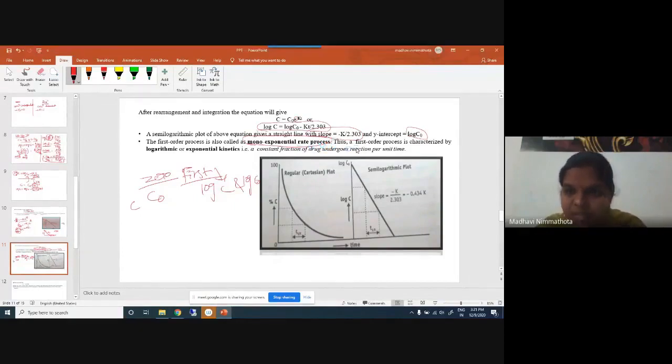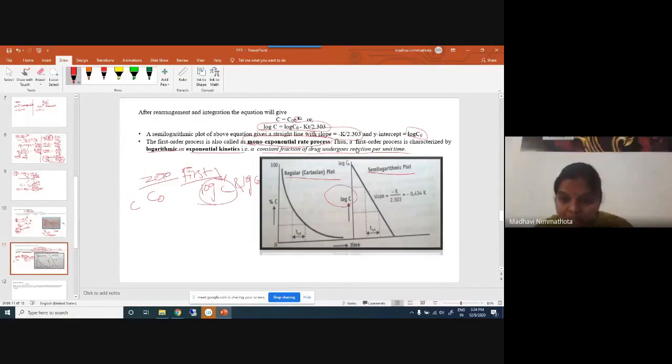Thus, a first order process is characterized by logarithmic or exponential kinetics. That is, a constant fraction of the drug undergoes a reaction per unit time. So here your concentration will be dependent upon the unit time, so it will be a constant fraction of the drug concentration at unit time. So this is also called a mono exponential rate process or exponential kinetics or logarithmic kinetics, whatever it is, those are all synonyms for first order.